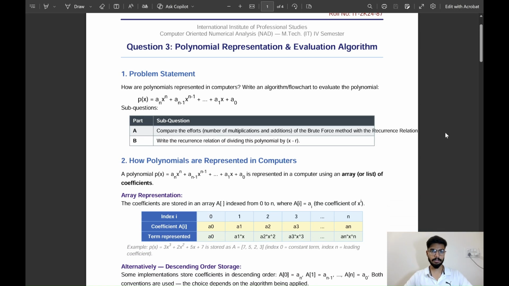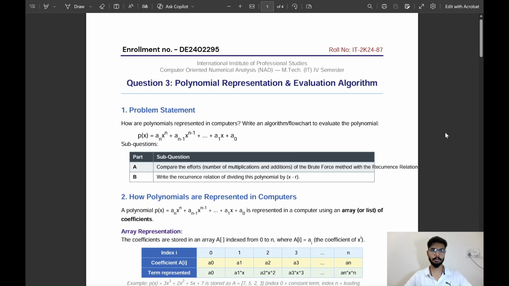Today we are going to see question number 3 of our internal one of NAD. This is our third video. In the previous two videos we have solved questions number 1 and 2. Here we will see question number 3. So let's see what question number 3 is saying. It asks how polynomials are represented in computers.